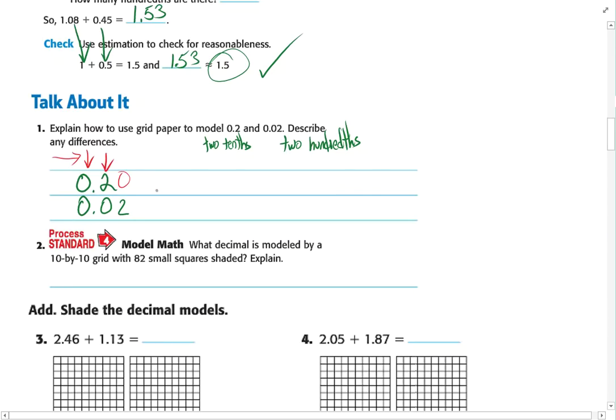Now I look at the tenths. 2 is greater than 0, so this whole number, 0.2, is greater than 0.02. How would they be different if I shaded them in? Well, my 0 and 2/10ths, there would be 18 more small squares shaded.